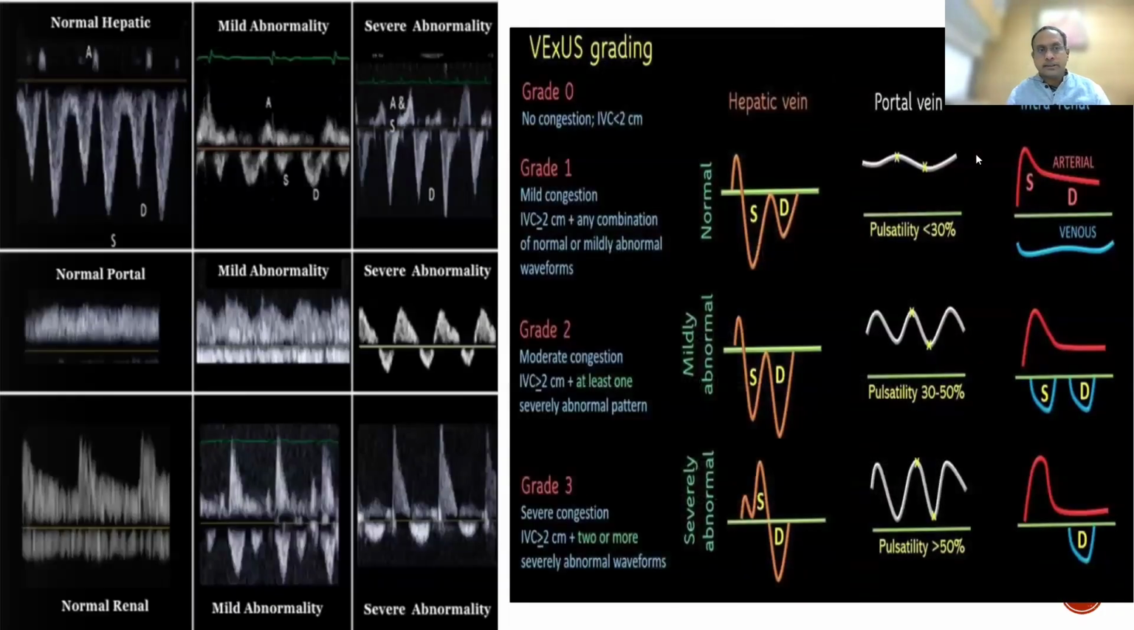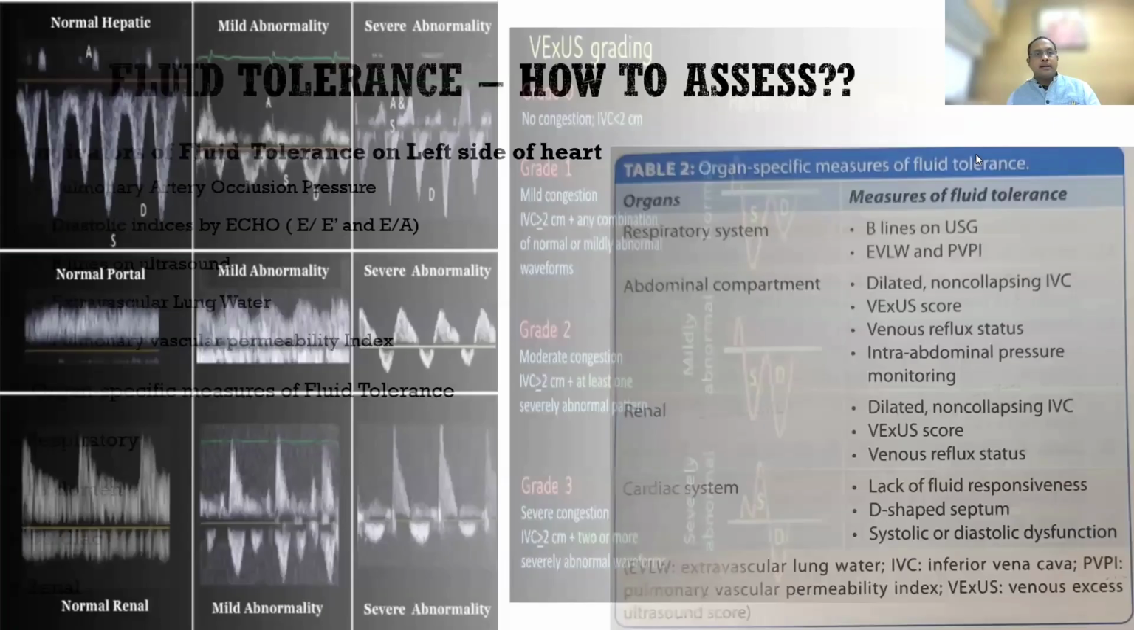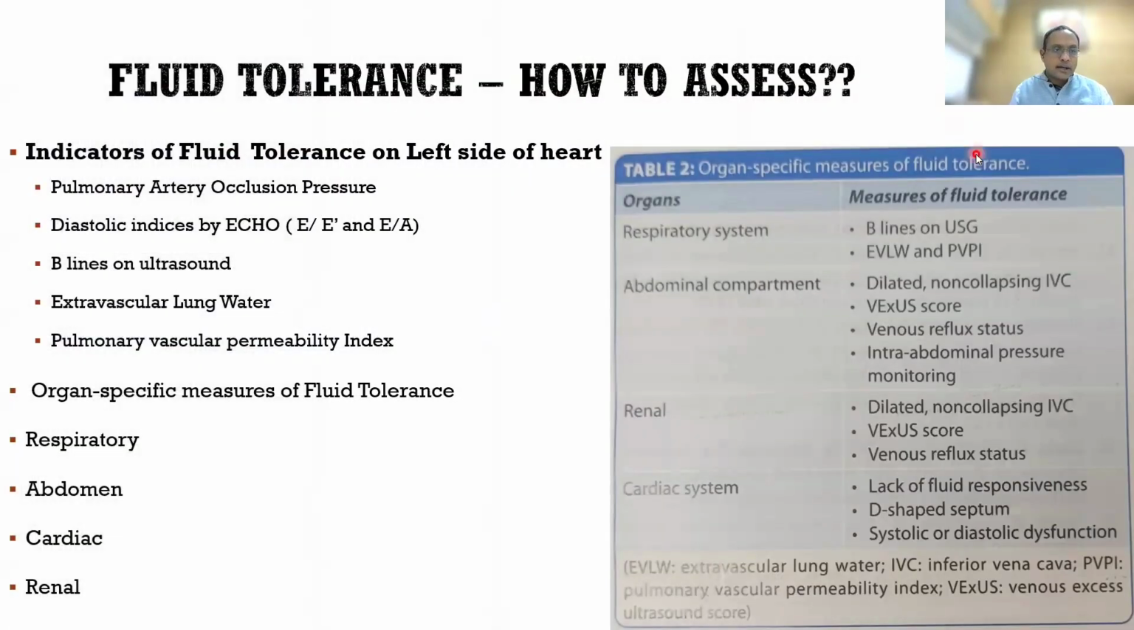This is VExUS grading, in which we measure the hepatic vein, the portal vein, and the renal vein, in addition to measuring the IVC. And on the left side of the heart, we check the pulmonary artery occlusion pressure, as we have discussed. We check if there are B lines on the ultrasound. We check E by E prime or E by A ratio. We also check the extravascular lung water or pulmonary vascular permeability index.